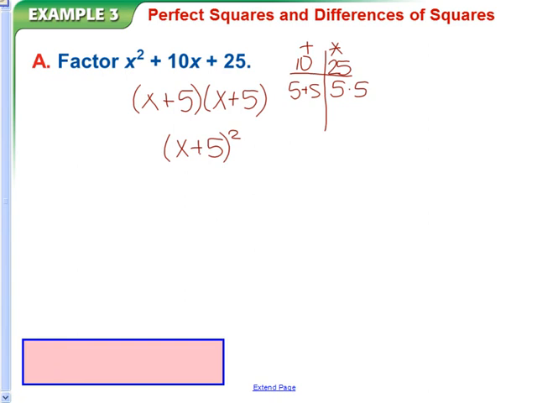Now we will need to be able to recognize this in a couple lessons to be able to go from this answer back up to this. But we'll work on that a little bit more later on.